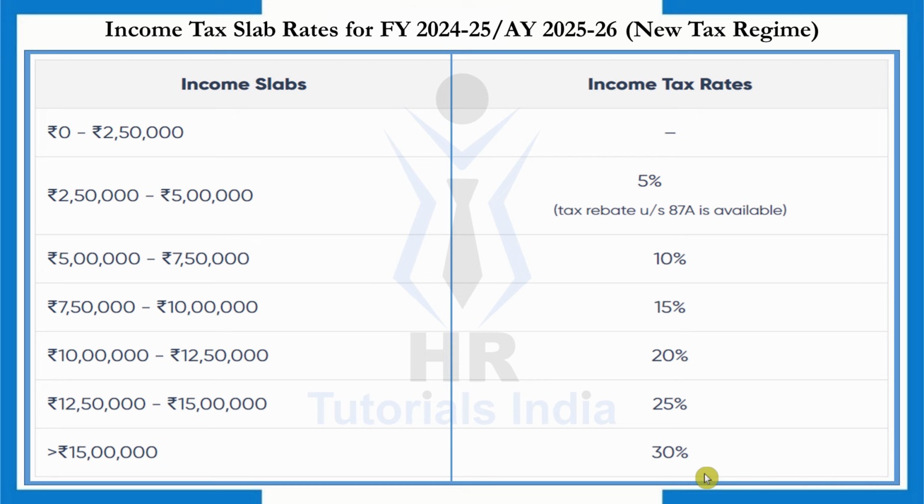Now let us see in detail the new tax regime and its income tax rates. 0 to 2.5 lakhs it is nil, 2.5 lakhs to 5 lakhs it is 5%, 5 lakhs to 7.5 lakhs it is 10%, 7.5 lakhs to 10 lakhs it is 15%, 10 lakhs to 12.5 lakhs it is 20%, 12.5 lakhs to 15 lakhs it is 25%, above 15 lakhs it is 30%. Hope this is clear for the employees who come under the new tax regime.